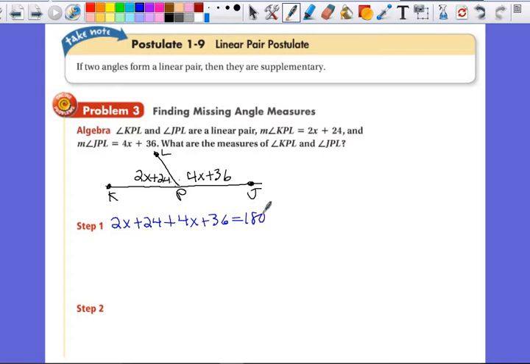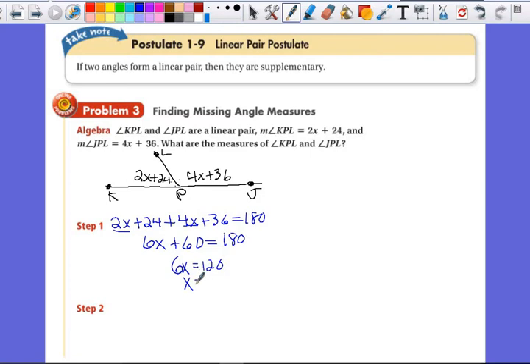Now, our next step here is to start combining our like terms. So I need to take this 2x and add 4x to it, and it gives us a total of 6x. The next step is to add 24 and 36 together, which gives us 60. Now I can say, what is 180 minus 60? And we get that 6x equals 120.